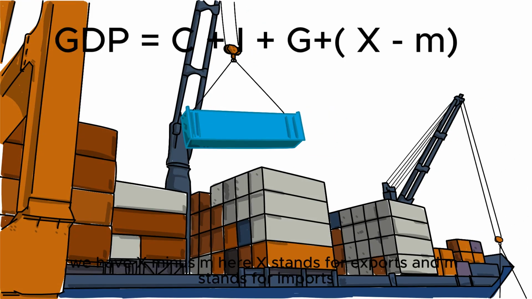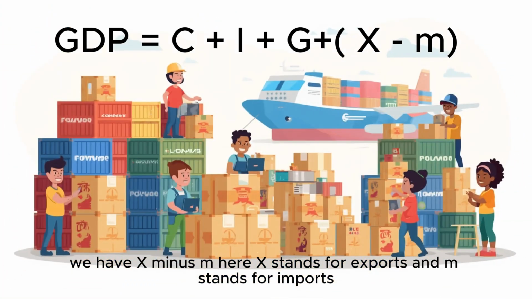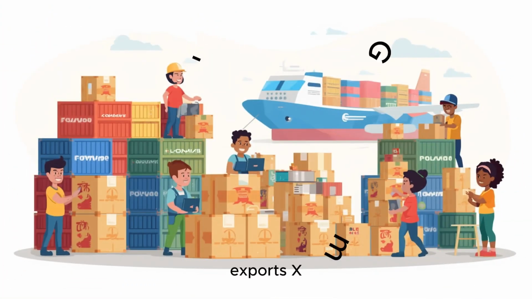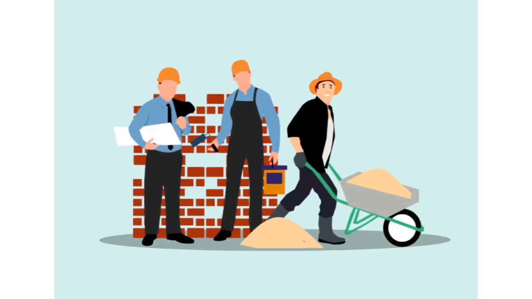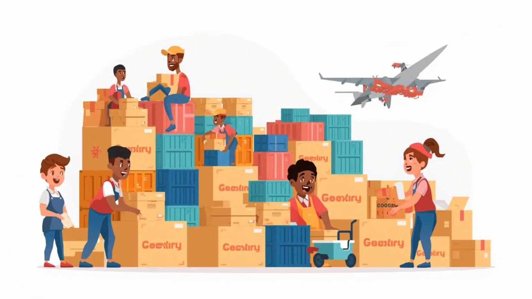Finally, we have X minus M. Here, X stands for exports and M stands for imports. Exports (X) are goods and services we produce domestically and sell to other countries. Imports (M) are goods and services produced abroad that we buy and bring into the country.